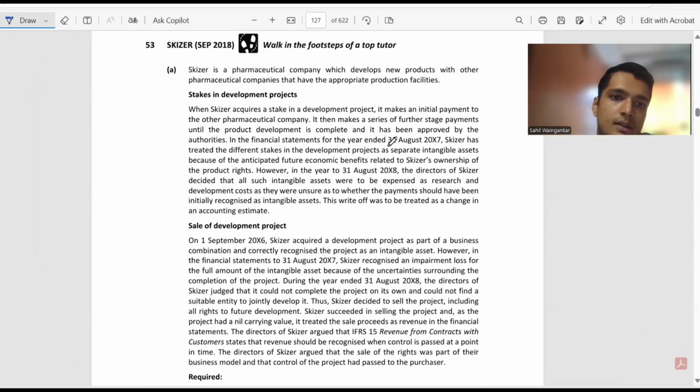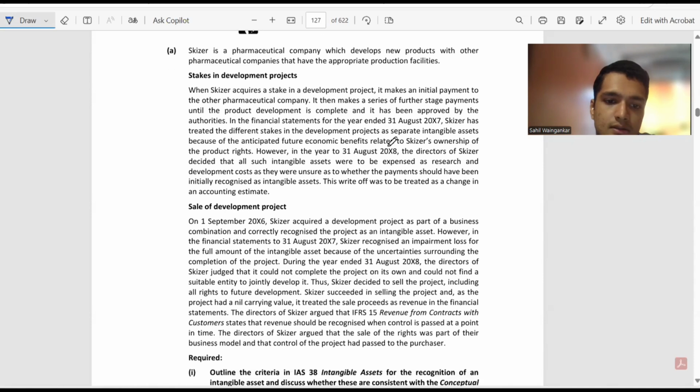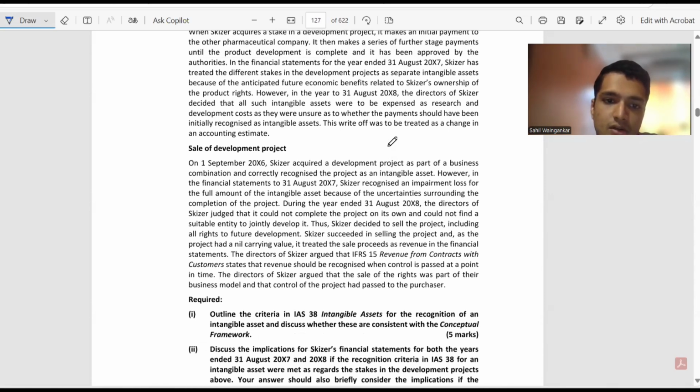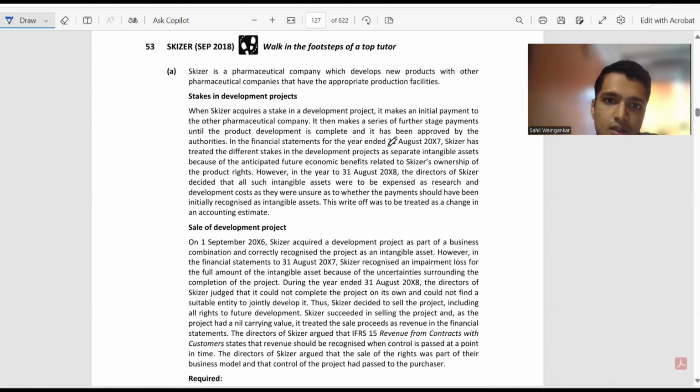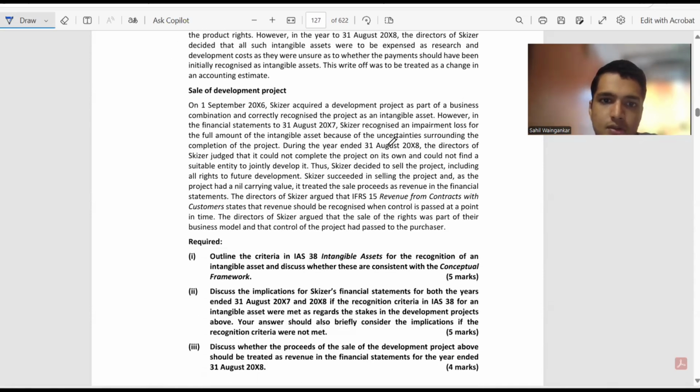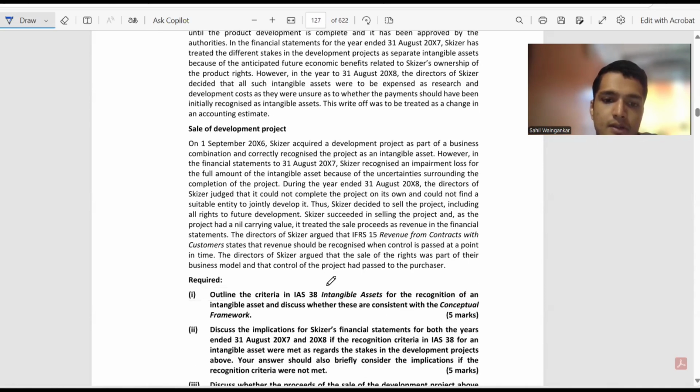Third sum. Outline the criteria in IAS 38 Intangible Assets for recognition of an intangible asset and discuss whether these are consistent with the conceptual framework. So this is not related to the question or the paragraph. So this is a random question. So we have to outline the criteria of intangible assets.